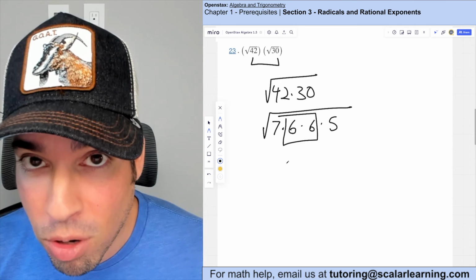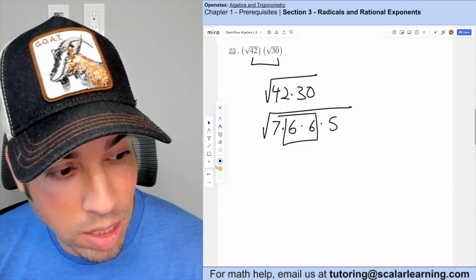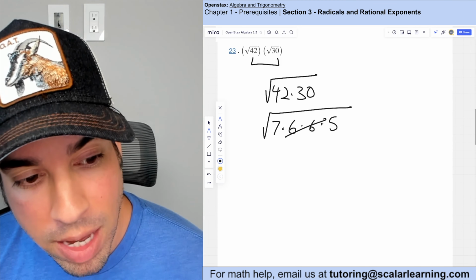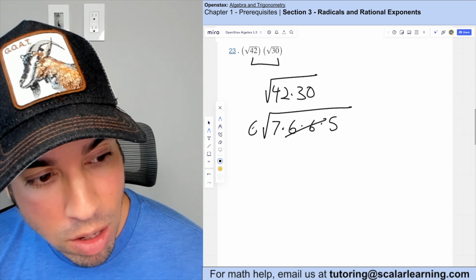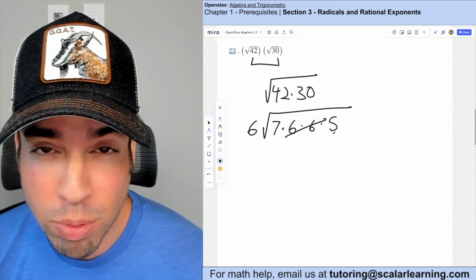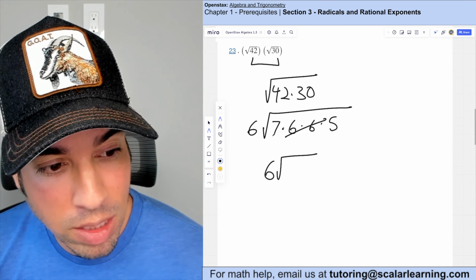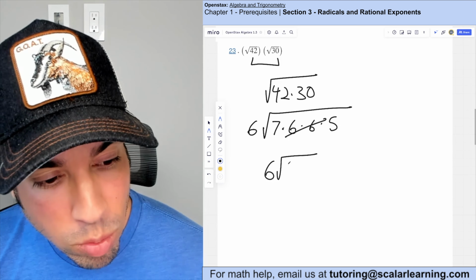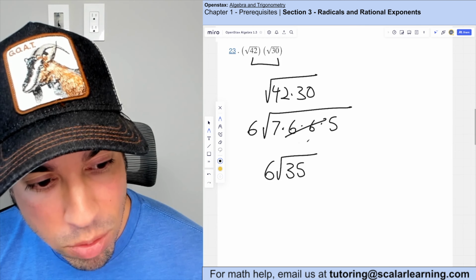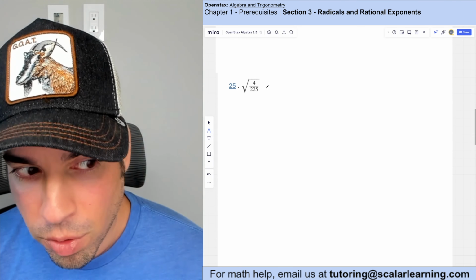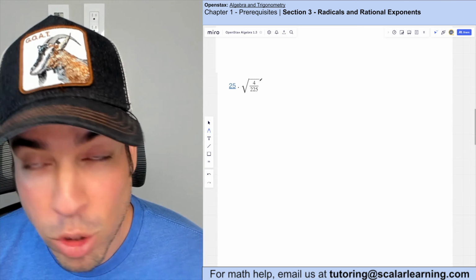We have a perfect square as in 6 times 6. So we take the square root of that, and that's just a single 6, which we bring out here. Since 7 and 5 are both primes, there's no more perfect squares within them. So I'm left with 6 times, and let's recombine 7 times 5, which is the square root of 35. Boom, done. Now we have the square root of 4 over 225, both of which are perfect squares.